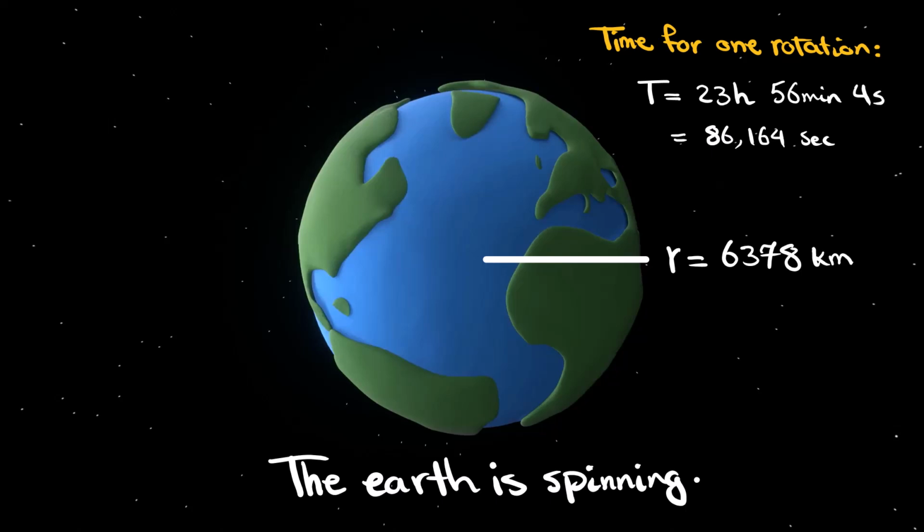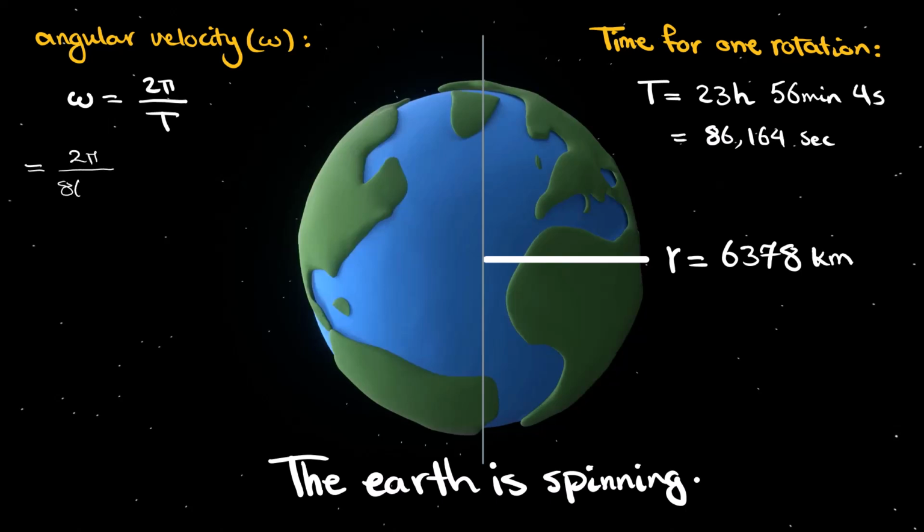86,164 seconds. Angular velocity is a measure of how fast an object rotates or spins around a fixed axis. It tells you the angle an object covers per unit time. In the case of this rotation, we are talking about this axis. This is the formula by which we can find the angular velocity of the Earth. It means that the Earth covers 7.292 times 10 to the power of minus 5 radians per second.